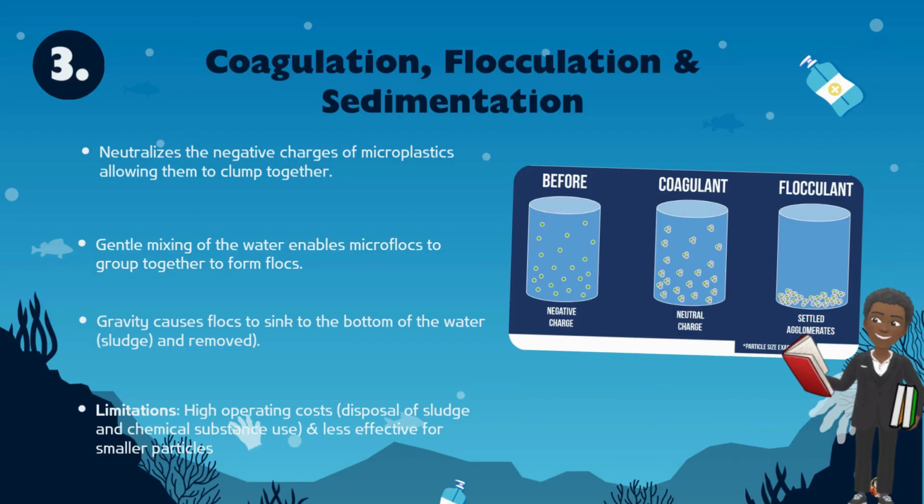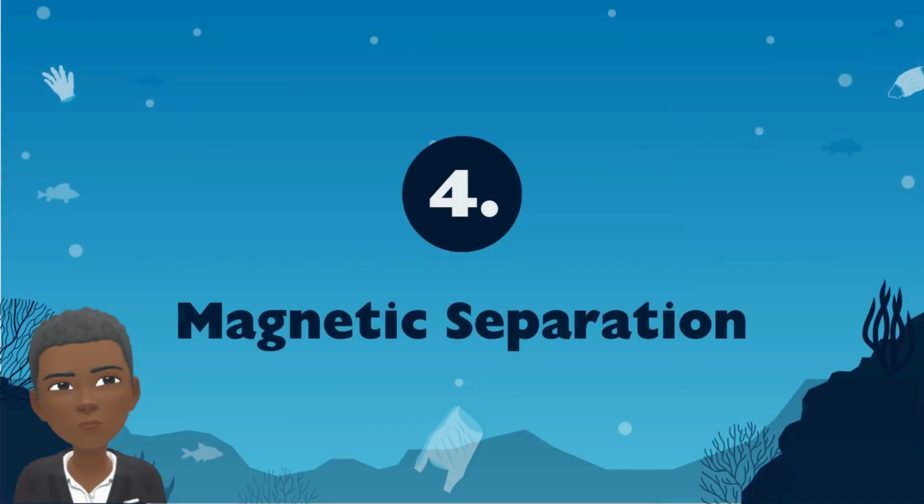This process, though, has high operating costs, and there's the disposal of the sludge and the chemical substances used to be worried about, as well as being less effective when it comes to smaller microplastics. The fourth treatment technology that we will be discussing is referred to as magnetic separation.